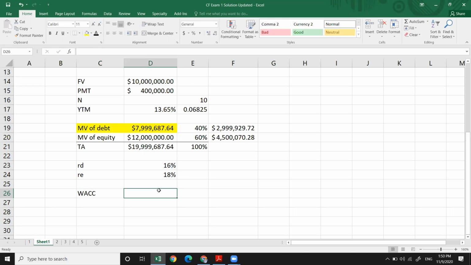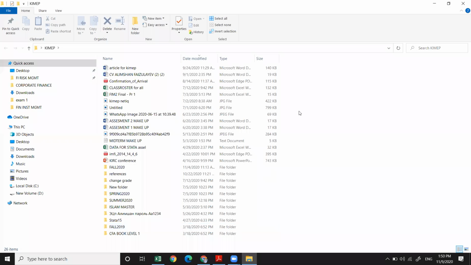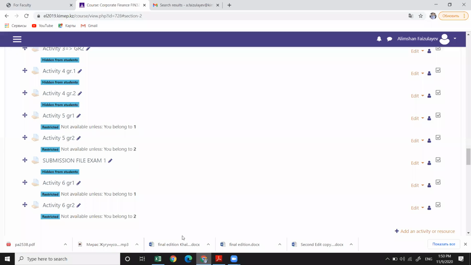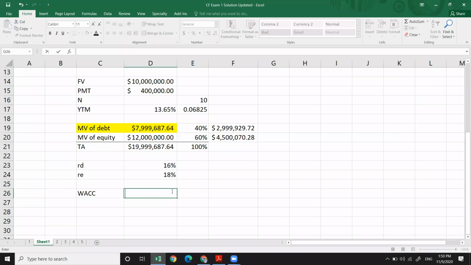Professor, why didn't we apply tax to the cost of debt, or don't we need it? Not yet. We are going to directly apply the formula which is given, and the formula is given here. You can apply it separately, but I prefer to use it directly in the formula. If you apply it first, that would make your job a bit easier, but not that much anyway.